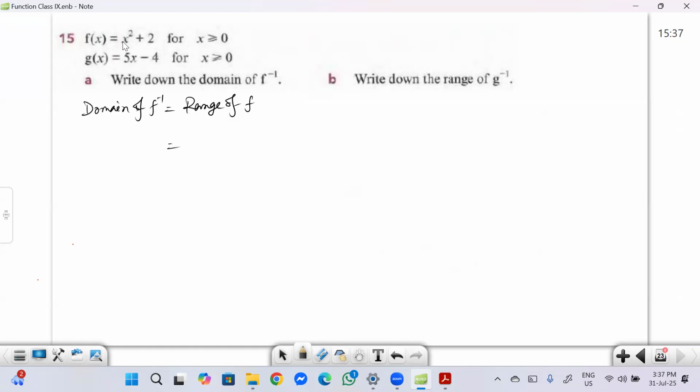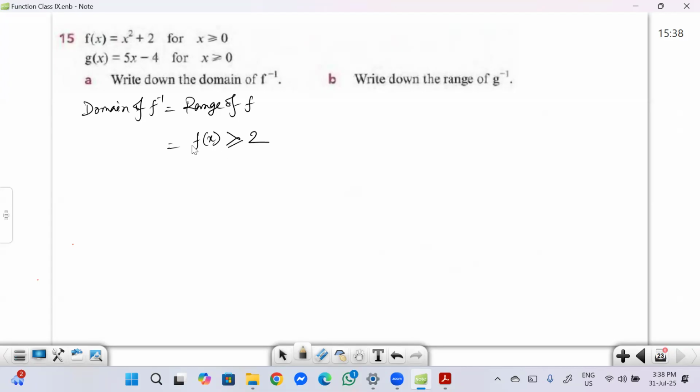So we need to see that whatever value of x I put, it will be squared up. Therefore, for x equal to 0 the minimum value will come, which is +2, right? For x equal to 0 the minimum value will come +2, so that means the range of f would be f of x greater than or equal to 2.